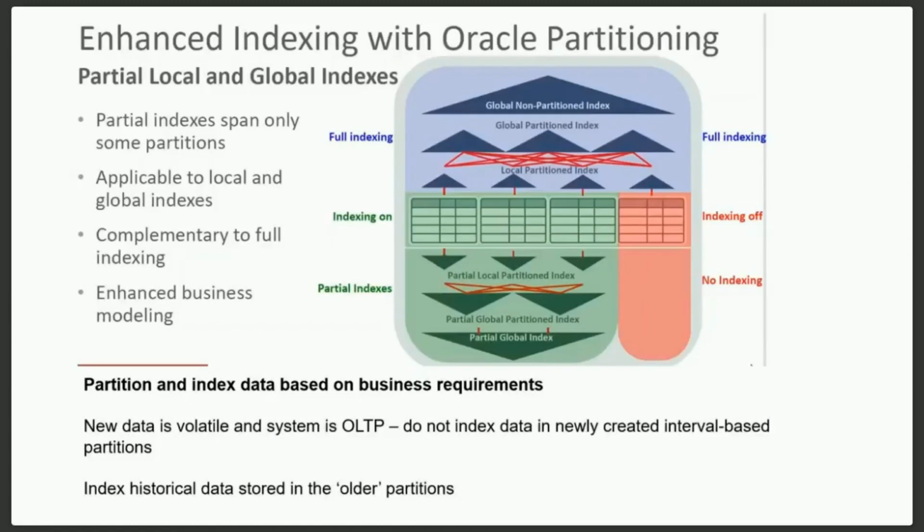In earlier releases, if my table had 10 partitions and I had local indexes, I would have 10 index partitions as well. I didn't have the option of saying I only want to index a portion of the data in my table. Now it's possible with the partial indexing introduced in Oracle 12c to index only a portion of the table data, based on maybe some business requirements. So index my historical data that's stored in older partitions. My new data is volatile, my system is OLTP in nature, so do not index data in the newly created interval-based partitions.